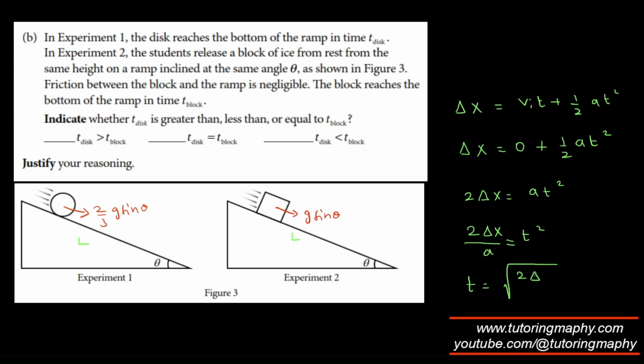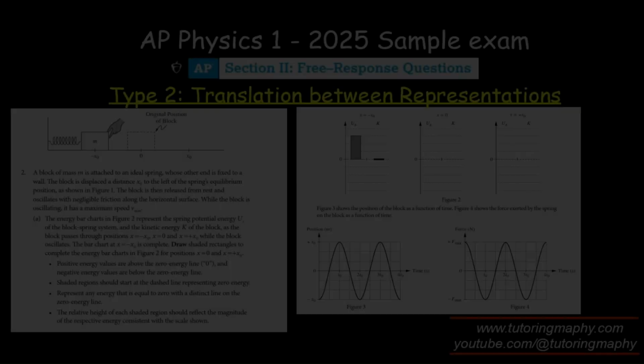Now delta x in our case is just L, so it's clear that if the acceleration is less, time taken will be more, correct? So since this is accelerating with a lesser magnitude, because this is 2/3 of g sine theta and this is g sine theta, time taken by the disk has to be more than the time taken by the block. That should be our final answer.